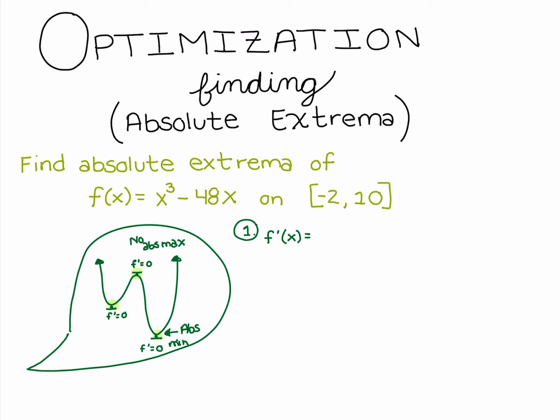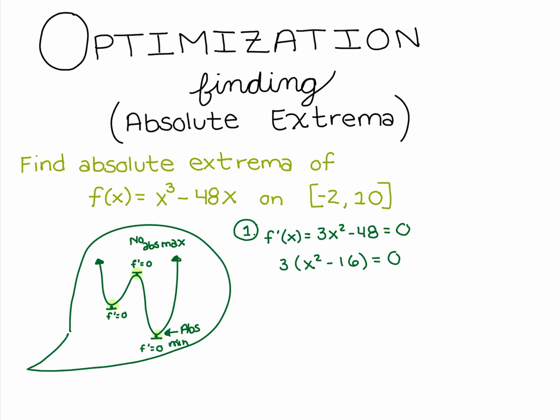We're going to take the derivative of x cubed to be 3x squared. Derivative of negative 48x is negative 48. And we're going to set that equal to 0. We're going to find all critical numbers, whatever makes the first derivative 0. We could factor out a 3 from both of these. 3 times x squared minus 16.